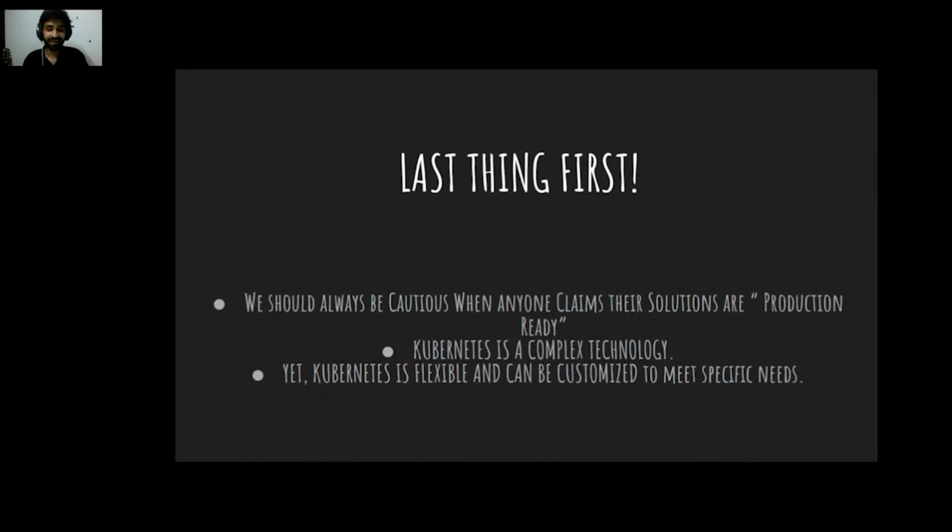Overall, the veteran who wrote me the answer to this question was suggesting that understanding the unique needs of each production environment is really necessary, and being cautious while adopting these technologies is very important as well. And this is exactly what the insights of the DoK 2022 report suggest.